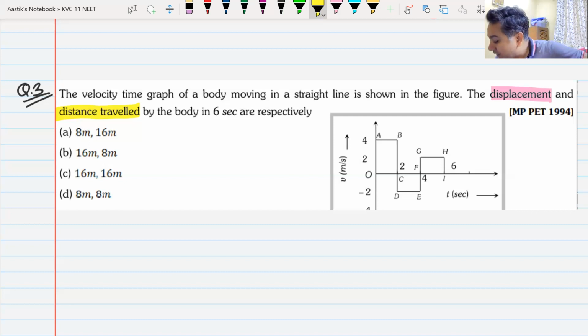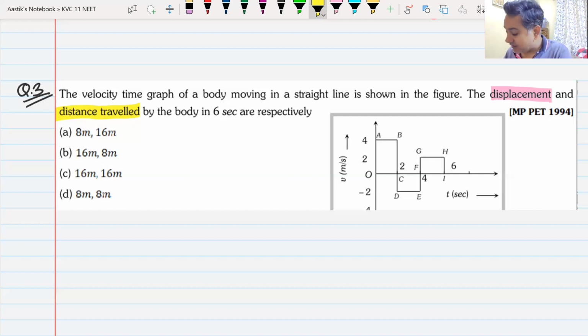First of all, we find the area of this one. Area of this one is 2 multiplied by 4, which is 8. We find the area of this one. How much is the area of this one? 2 multiplied by 2. This is 4. How much is the area of this one? 2 multiplied by 2, it is 4. Yes or no? You all get this?